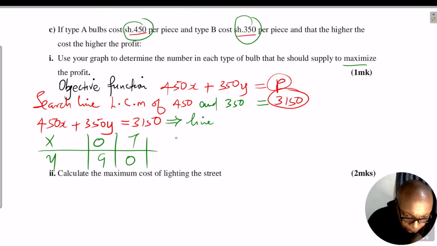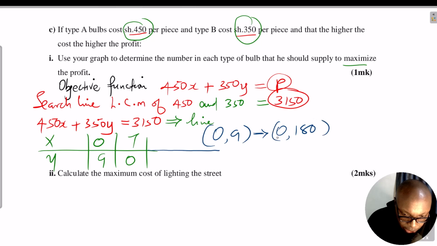Let's say I multiply each one of these by 20. So (0, 9). When I multiply this one by 20, I'll get (0, 180). It will not make any difference. Then (7, 0). Instead of plotting (7, 0), because it's very small, I multiply this one by 20. It will be (140, 0). Now this is what I'm going to plot, and this is going to give me a good line.